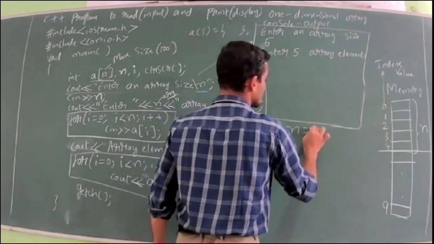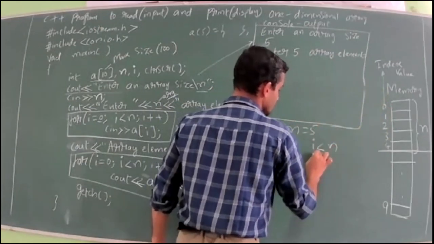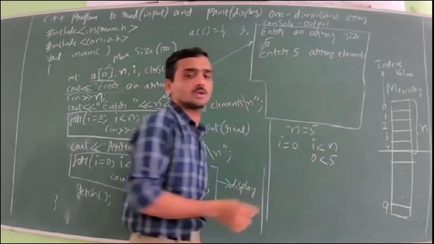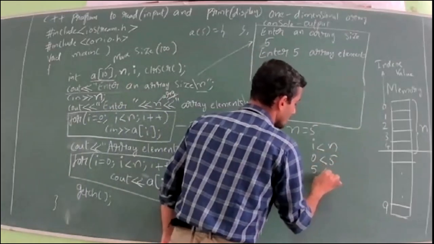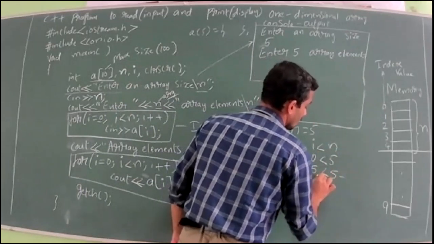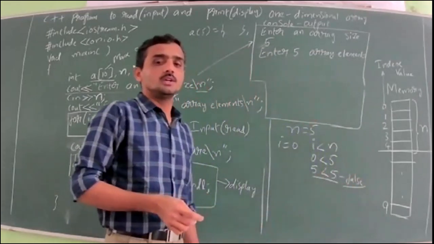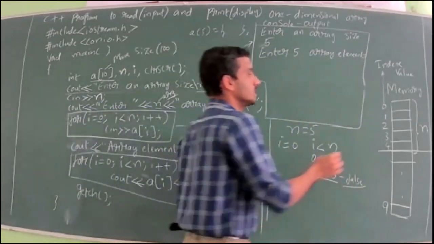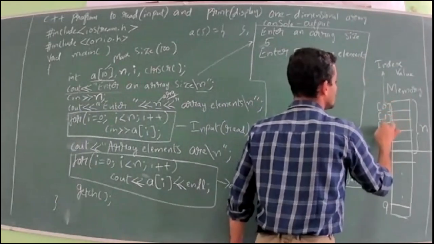So n is equal to 5. I is equal to 0. I less than n: 0 less than 5. Till I becomes 5, this condition will always be true. When I reaches 5, the condition will become false. So 5 times this for loop will execute. That is I is equal to 0, I is equal to 1, I is equal to 2.